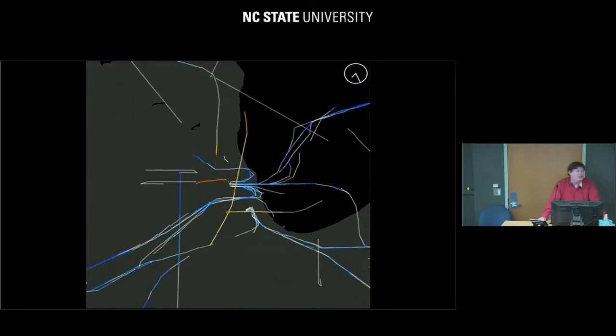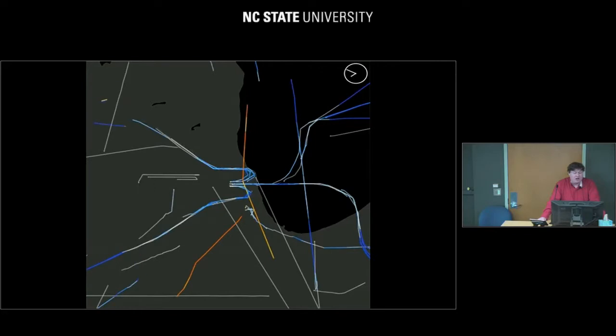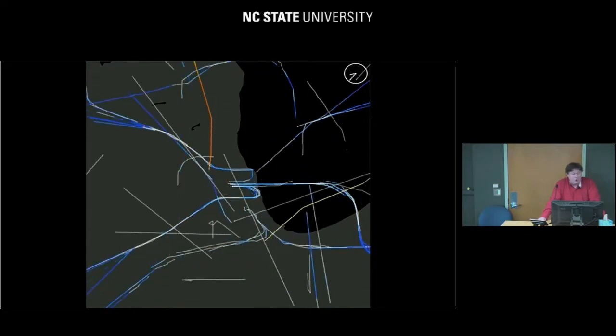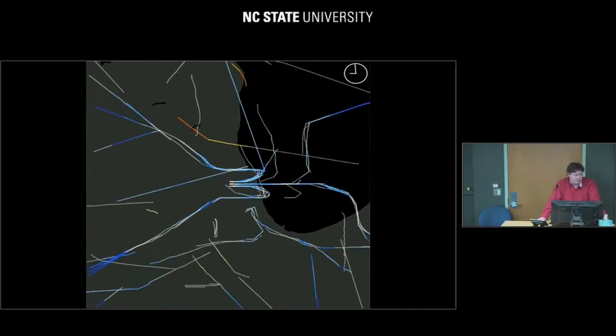Yes, blue means descending, so the blue flights are coming in for a landing. Orange means climbing. Orange is usually departure. White is just passing through, so it's level flight.